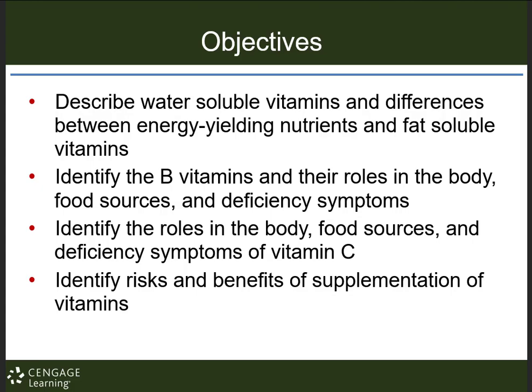Identify the B vitamins and their roles in the body, food sources, and deficiency symptoms. Identify roles in the body, food sources, and deficiency symptoms of vitamin C. Identify risks and benefits of supplementation of the vitamins. So let's go ahead and get started.